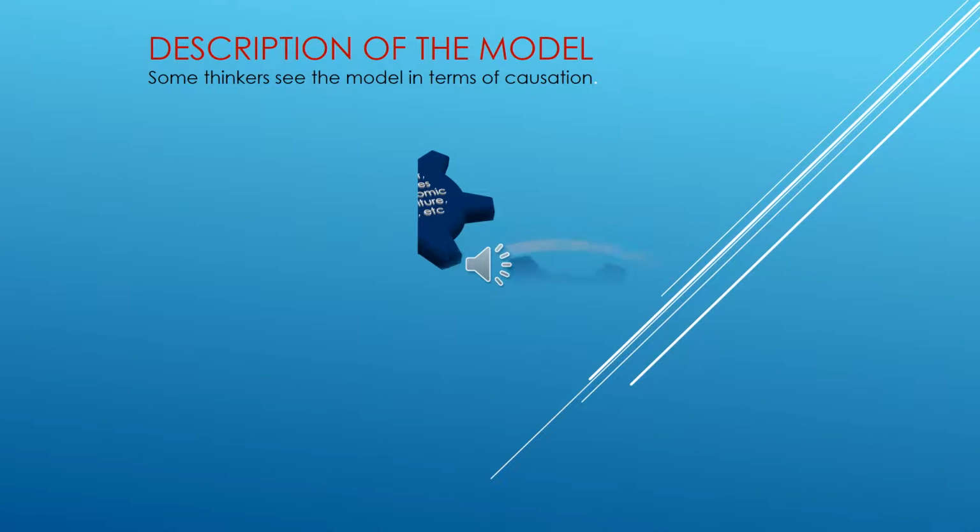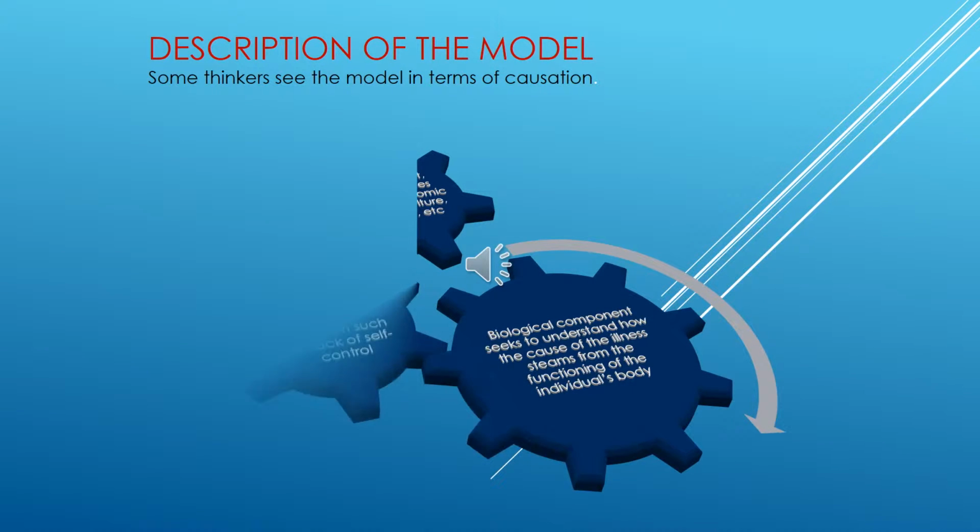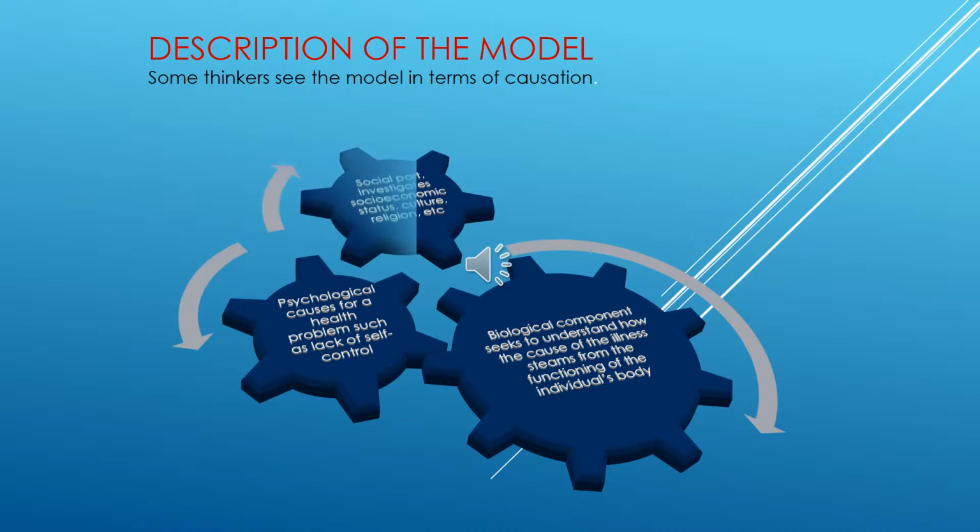I know I mentioned it before, but we can see a brief description of the model in this slide, taking into consideration the biological component that seeks to understand how the cause of the illness stems from the functioning of the individual's body. Its psychological component looks for potential psychological causes for a health problem such as lack of self-control, emotional turmoil, and negative thinking. And its social part investigates how different social factors, such as socioeconomic status, culture, technology, and religion can influence health.